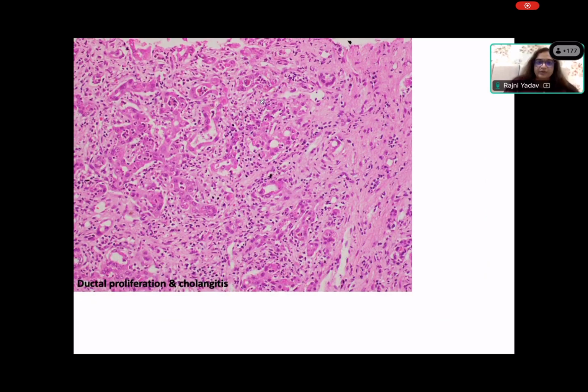Now let's go in at the higher part. So these are the portal areas and the fibrous septae. So see these ductal structures. So ducts are actually damaged. That's why there is a ductal and ductular proliferation. So if you see this kind of structure which doesn't have a lumen, you will call it a ductule. If it has a lumen, you will call it a duct. So whenever there is an injury, there is a proliferation.